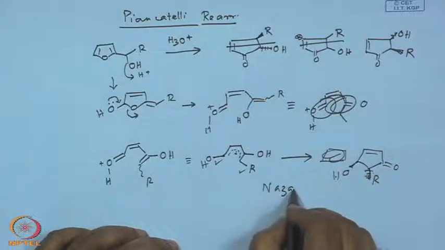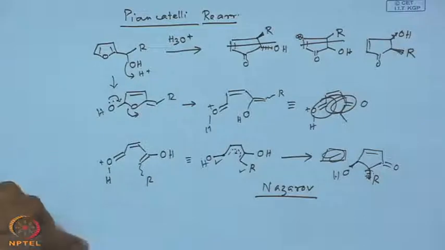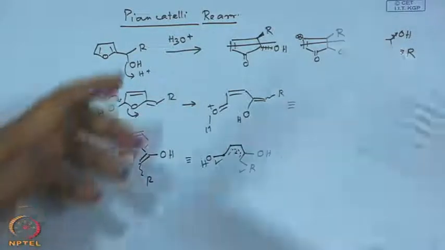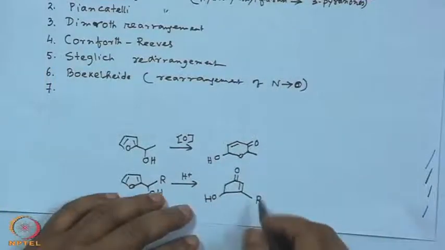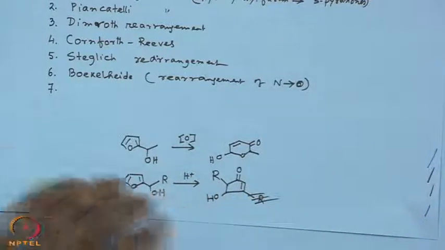And what is the name of the reaction? Anybody remembers? It's a pretty well known reaction though. 4 pi electron cationic system cyclization leading to cyclopentanone. Yes, right. So, it is basically a Nazarov reaction. So, from the furan you are going to get this, that means you have to make a small correction here: R should be in the 5 position.